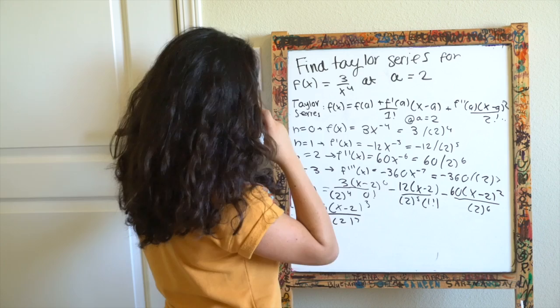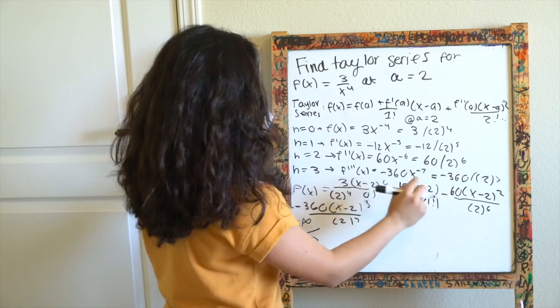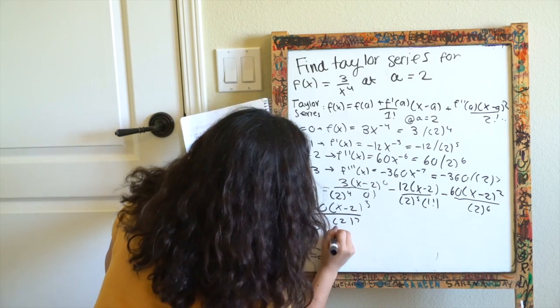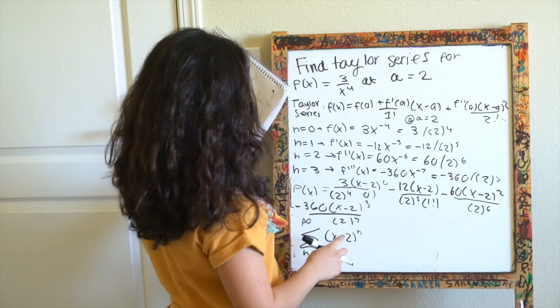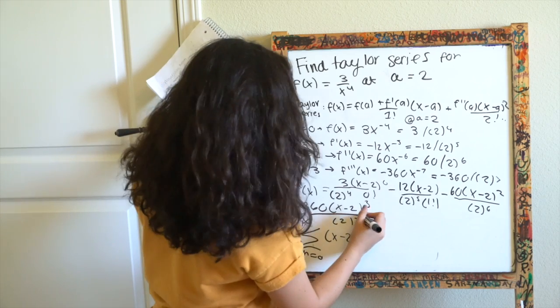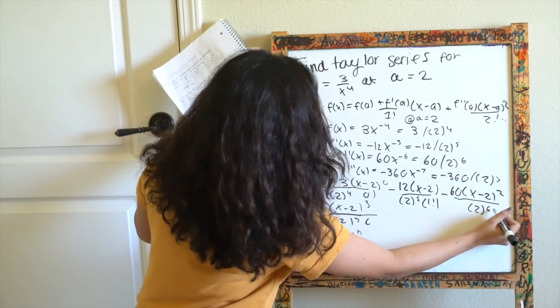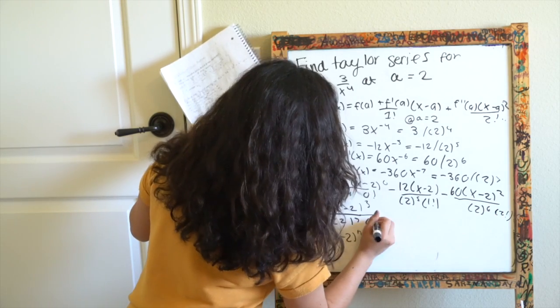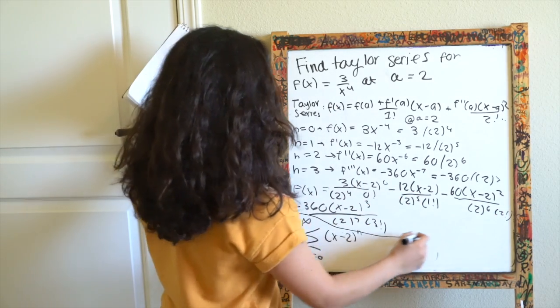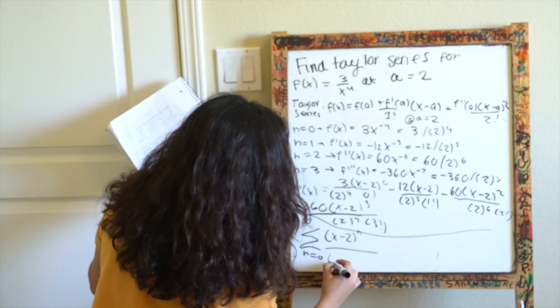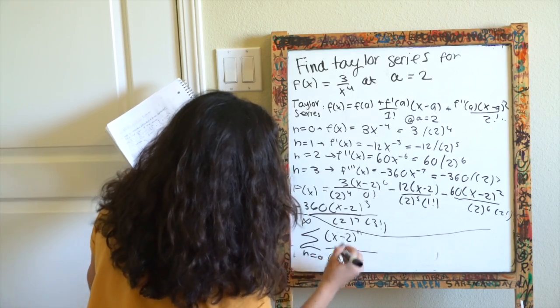And as we can see, the x minus 2 for each term increases by the factor of n. So we can have x minus 2 to the n in our numerator, and for the denominator, like seen before, we have our factorials for each term. So we can add a factorial of the nth term to the denominator.